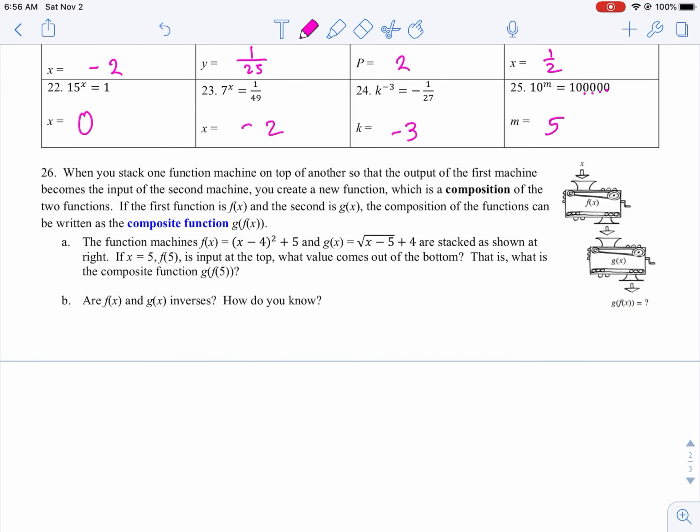Stacking function machines. You want to plug in f equals 5. So what's f of 5 equal to? Put it in here. What'd you get? 6. Now take that 6 and plug in the g. What'd you get? I got 5. Do you notice how the points right here are 5, 6, and 6, 5? Those are opposite, so they're inverses.